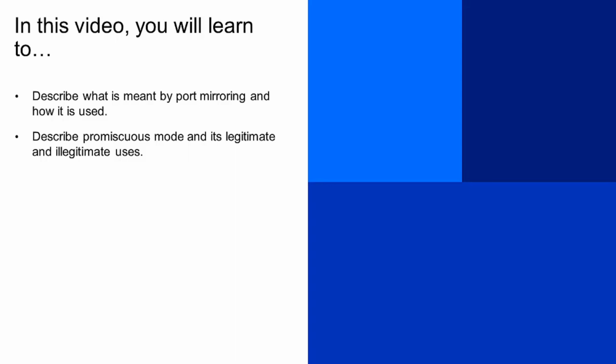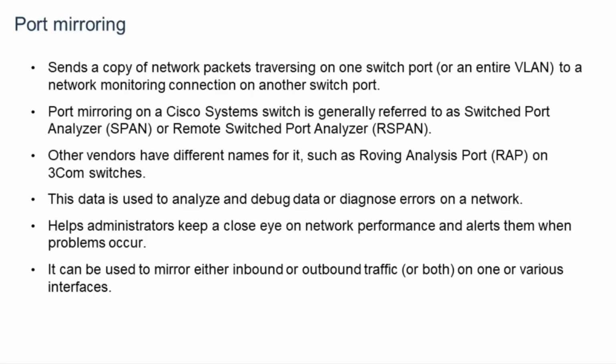In this video, you will learn to describe what is meant by port mirroring and how it is used. Describe promiscuous mode and its legitimate and illegitimate uses. The last thing to cover in this lesson is port mirroring. Port mirroring, very simply, is when a switch is configured to make a copy of all the traffic traversing one or more ports on that switch and send the copied packets out to a single destination port.